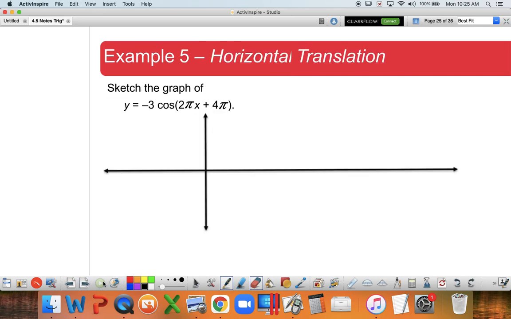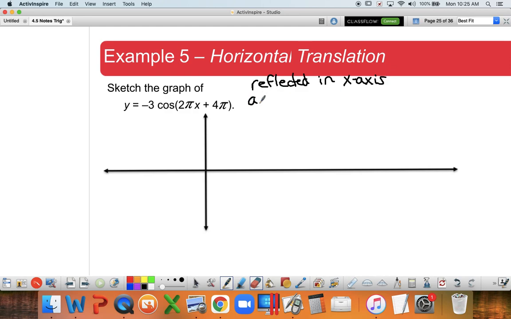Now let's do an example where we do actually graph it. And this time we're looking at a cosine curve, right? Notice we're jumping around. Cosine, sine, cosine, sine. All right, first things first, I have a negative out front. So that tells me this cosine curve is going to be reflected in the x-axis.